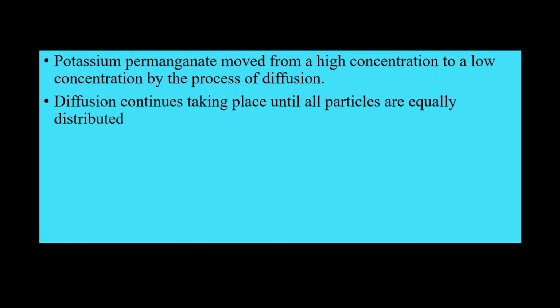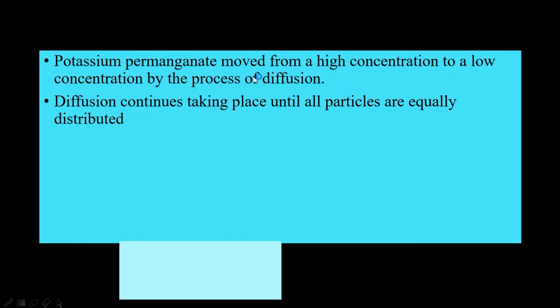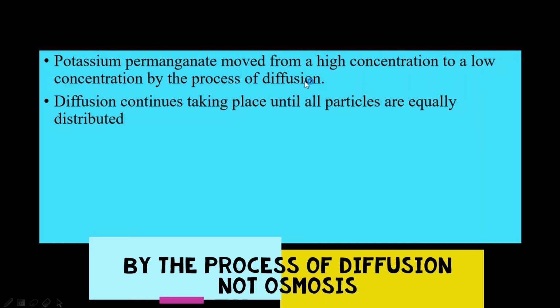Now, we are told that our solute, which is potassium permanganate, moved from a higher concentration to a lower concentration by the process of osmosis. Osmosis is defined as the movement of molecules from a region of high concentration to a region of low concentration, down a concentration gradient, right?